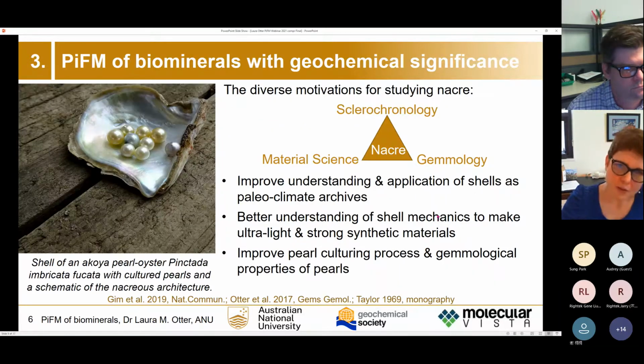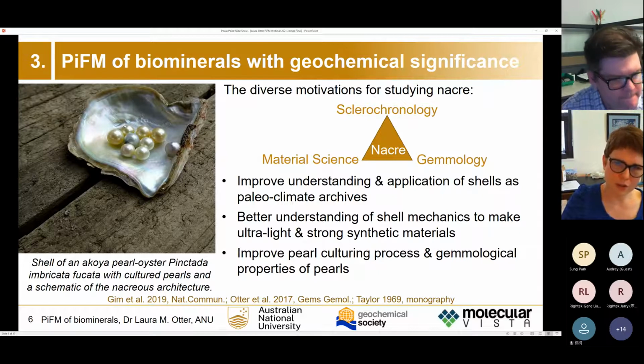So, but why am I interested to study nacre at all? This is diverse in terms of motivation. There are aspects of sclerochronology, material science, and gemology. And I'm interested to study shells to learn about how we can better understand the applications of paleoclimate records. Shells grow these little increments that we can measure for trace elements and isotope signatures to reconstruct past oceanic conditions. And this is one part of the motivation.